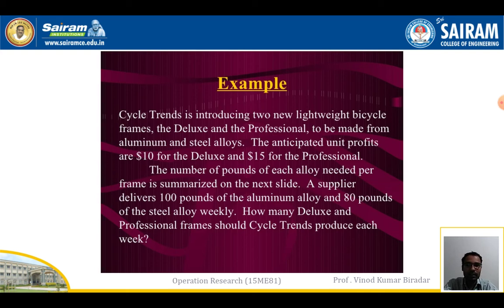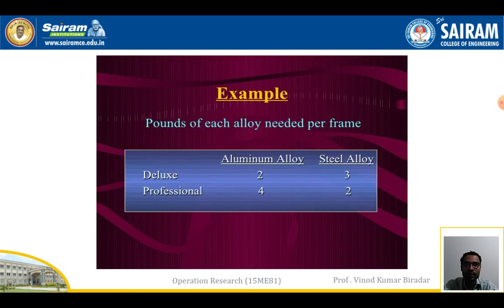What are the details given in the next slide? A supplier delivers 100 pounds of the aluminum alloy and 80 pounds of the steel alloy weekly. So weekly they are sending 100 pounds and 80 pounds. How many deluxe and professional frames should Cycle Trends produce each week? They are asking that question. So first you read the question carefully, and write down what they have given: how many products and how many materials there are. There are two products, deluxe and professional, and two materials, aluminum alloy and steel alloy.